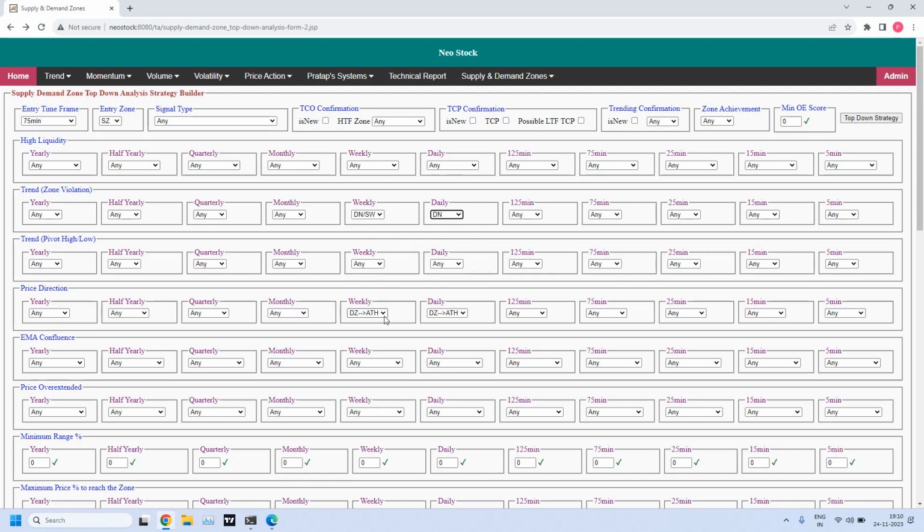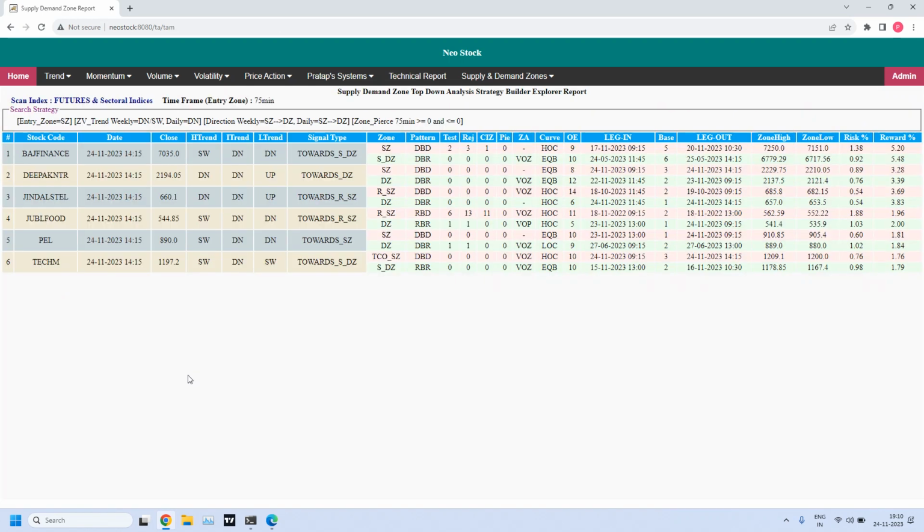And price direction, we have 3 conditions. First condition, price should travel from supply zone to demand zone on weekly time frame, and daily also supply zone to demand zone. We already set pierced count 0. So let us filter. So 6 stocks are filtered, which are supporting bearish setup on 75 minutes entry time frame.